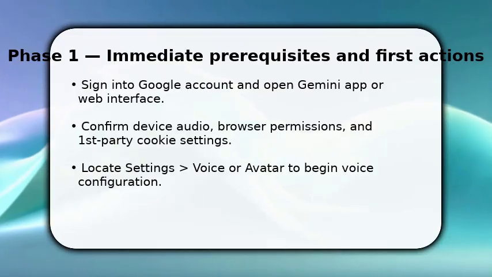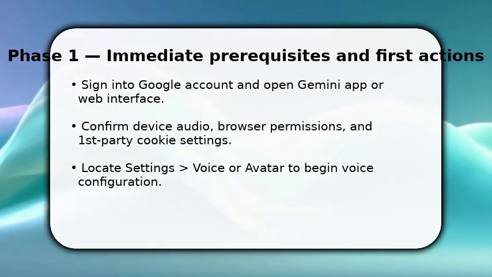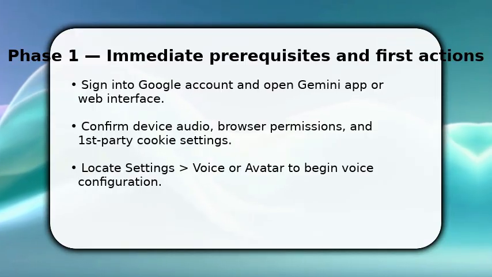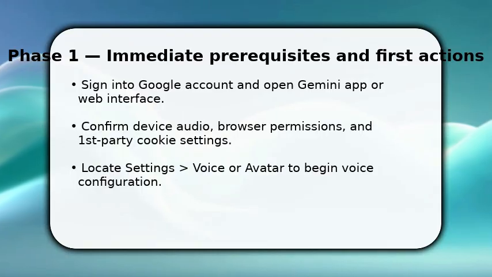You start by opening Gemini while signed into your Google account. This gives access to voice controls tied to your profile. Once done, confirm your device volume and microphone permissions so previews play correctly.